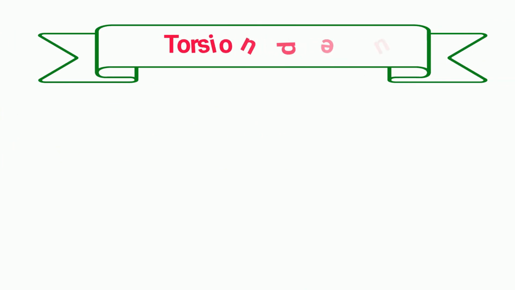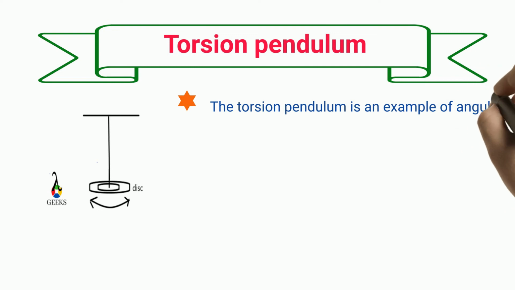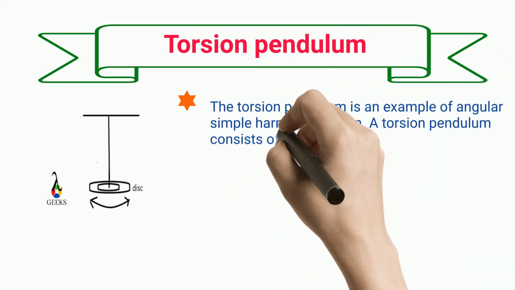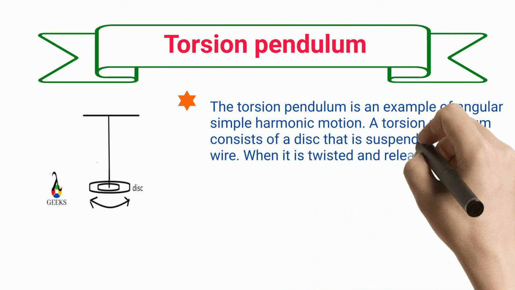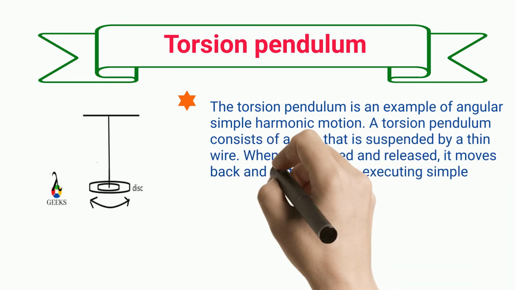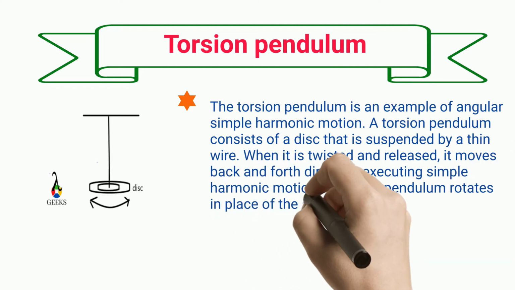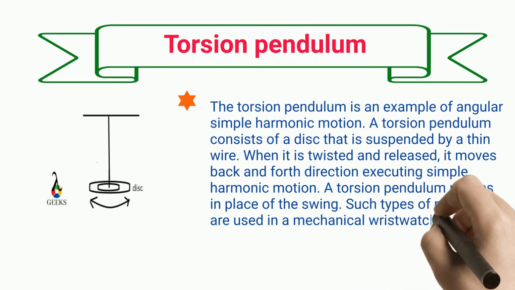Torsion pendulum. The torsion pendulum is an example of angular simple harmonic motion. A torsion pendulum consists of a disc that is suspended by a thin wire. When it is twisted and released, it moves back and forth, executing simple harmonic motion. A torsion pendulum rotates in place of a swing. Such types of pendulums are used in a mechanical wristwatch.